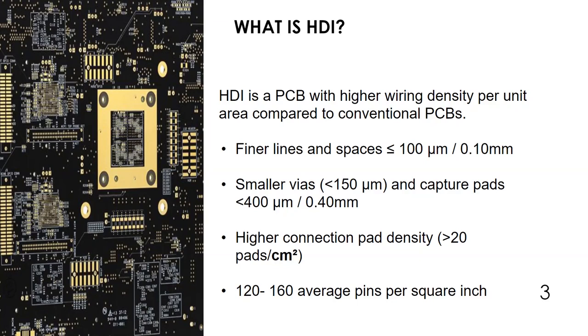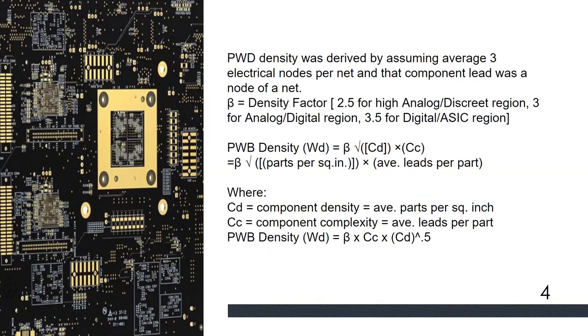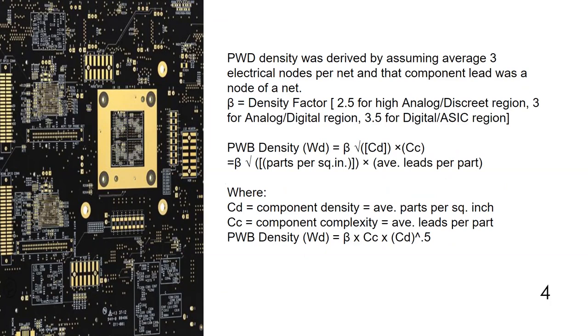Can we proceed? And this density, how is the factor of this density calculated? There is a formula for that. Wiring density WD is equal to beta times the square root of CD times CC, where CD is the parts per square inch and CC is the average leads per part. Beta is a factor for calculating the density. They normally choose 2.5 for analog and discrete regions, 3 for analog and digital regions, and 3.5 for digital and ASIC regions.